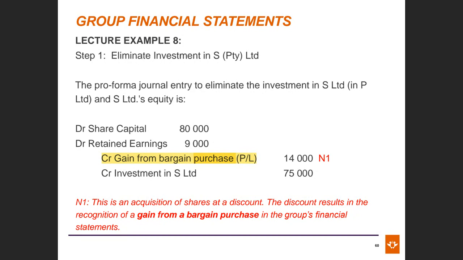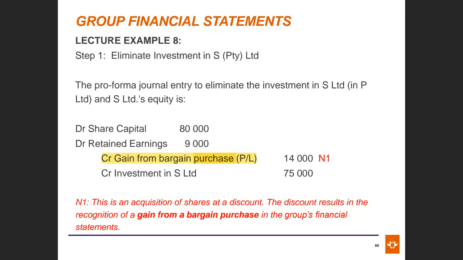When you have goodwill, your consideration is greater than the net assets that you're acquiring. This is opposite to the gain from bargain purchase. When you have the gain from bargain purchase, your consideration paid is less than your net assets acquired. So that is how it is opposite. Your gain from bargain purchase will be recorded in your statement of profit or loss, and because it's in your statement of profit or loss, it will filter through to retained earnings.